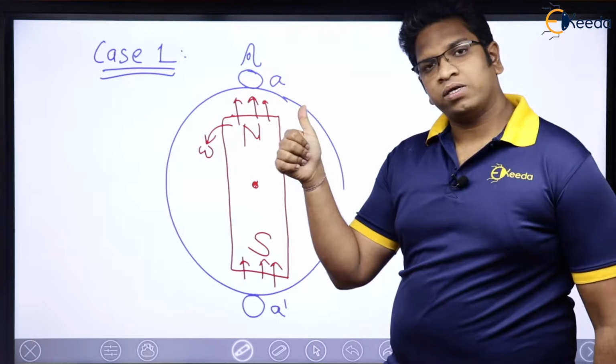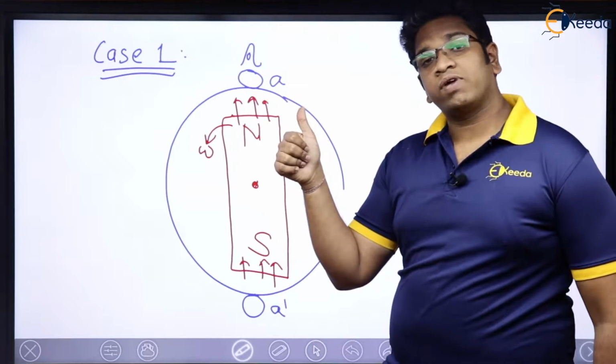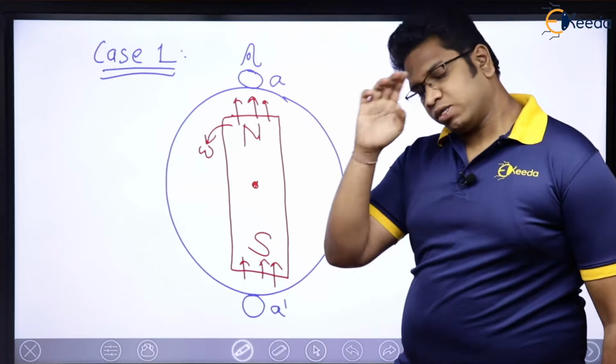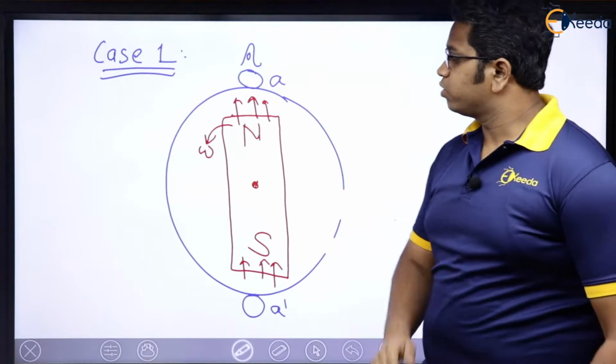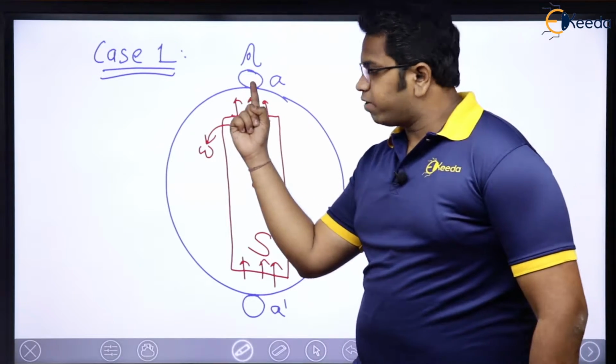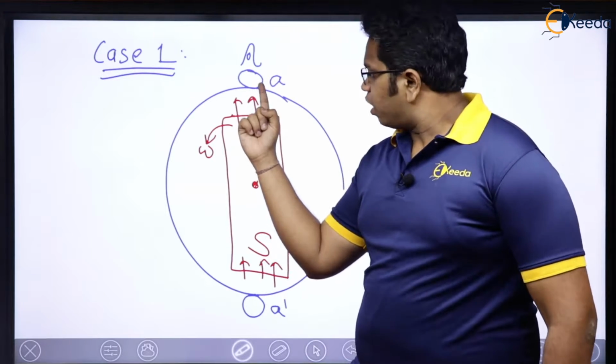This finger, thumb, indicates what? Motion of the conductor with respect to flux. With respect to flux, you have already learned the concept, no need to repeat. See here, this is going to be the flux upward direction. Am I right? Now, see here.